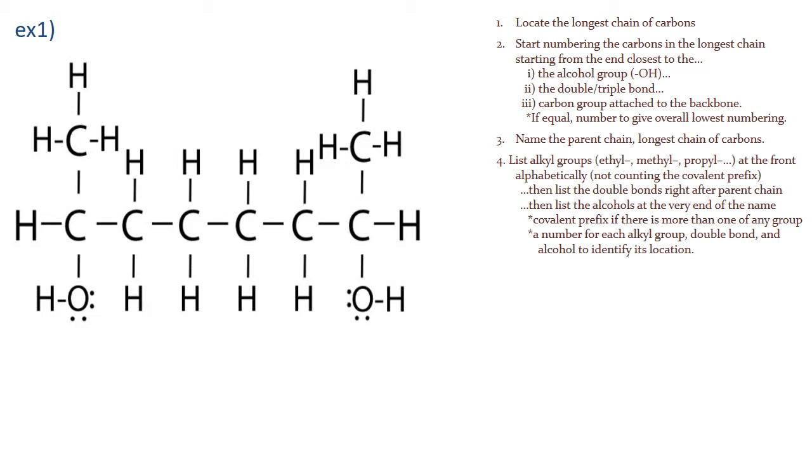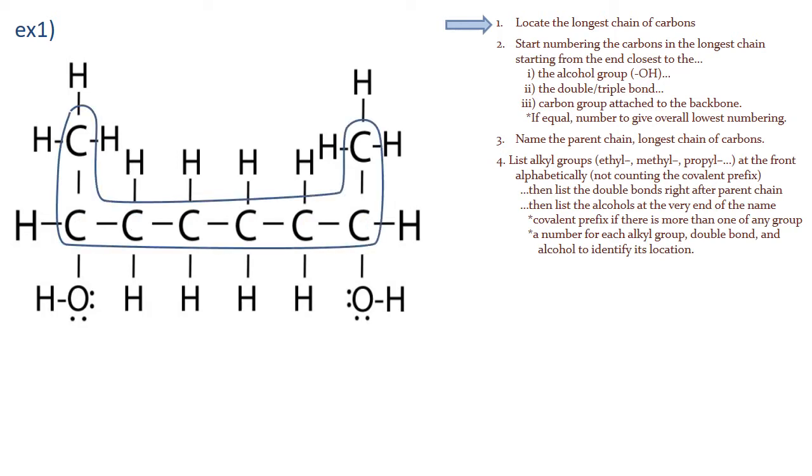Example 1. First, locate the longest chain of carbons. And I'm sure if you look at this, you see 1, 2, 3, 4, 5, 6, and that would be wrong because it has to be the longest chain of carbons holding hands. If I lasso these guys, which I want you guys to do on your paper, those carbons are all bonded to one another. That is the longest chain of carbons I can find holding hands.